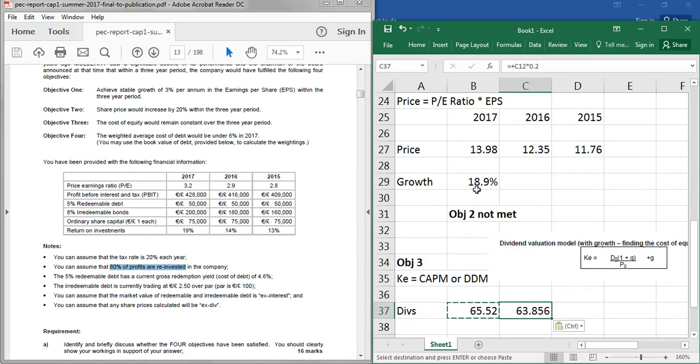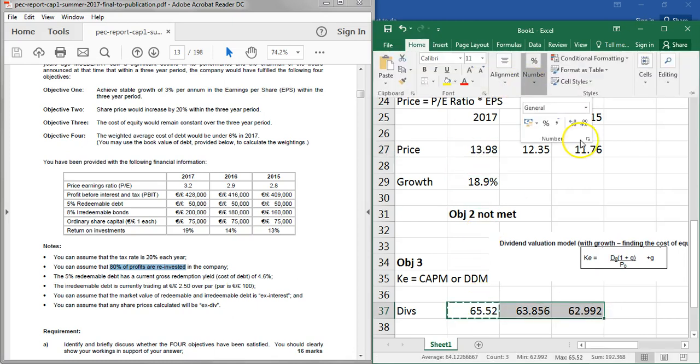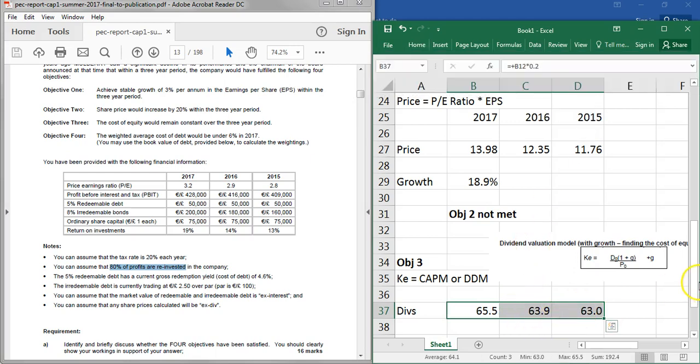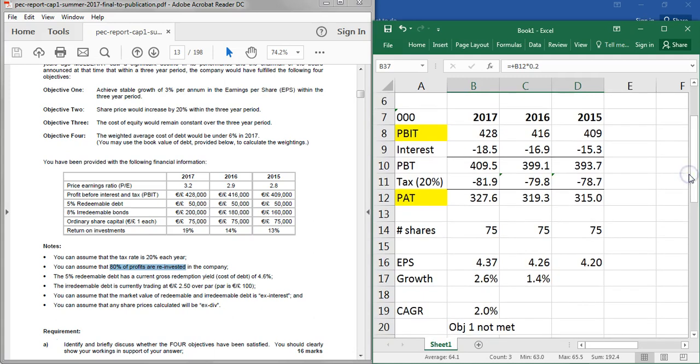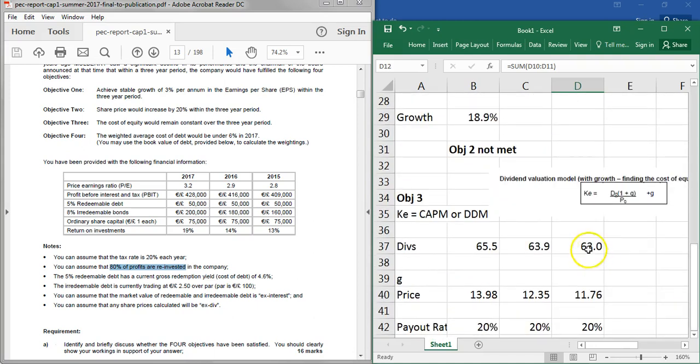And similar for the other two. I'll just calculate them here just so we're consistent. And I'll show you where they come from. Alright. So what we're saying is for each the profit after tax you calculated, even if they're wrong, you'll still get full marks to use them, right? 20% of 315 for 2015 is 63.